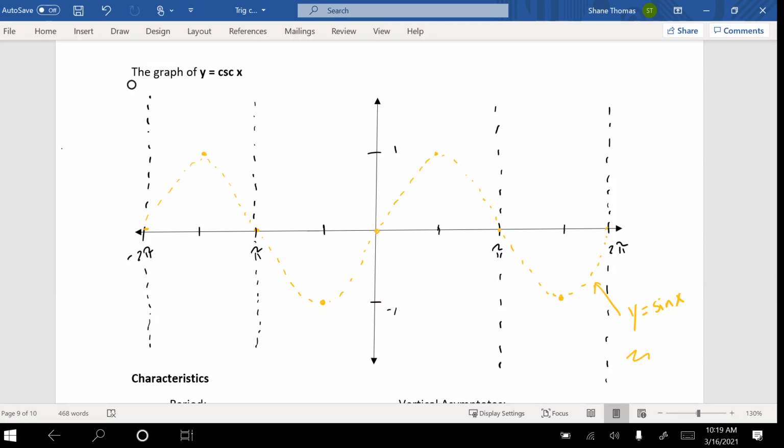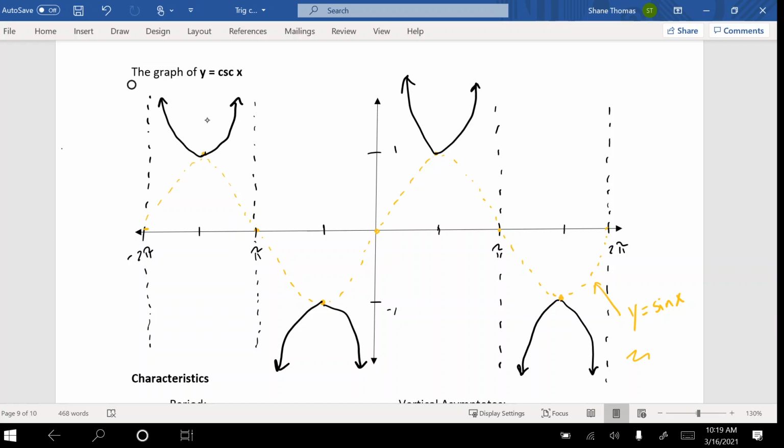Then what you want to do is go to every min and max point and basically draw a parabola. Okay, so I start with this max point over here. It looks like that. Okay, you go to that max point, draw it up. Go to the min point, draw it down. Max point, draw it up. Min point, draw it down.